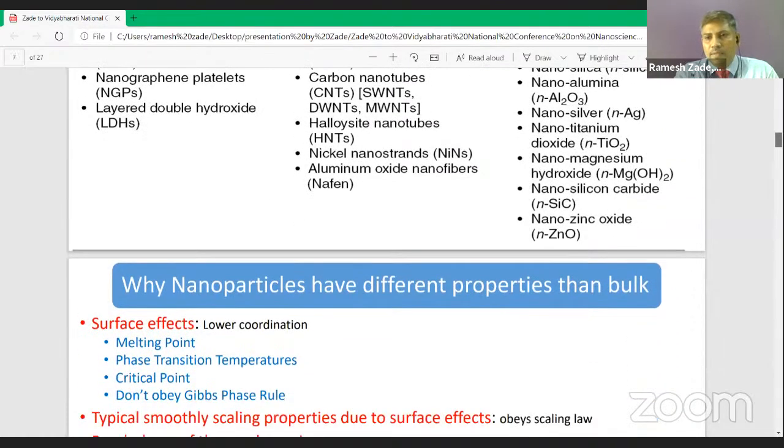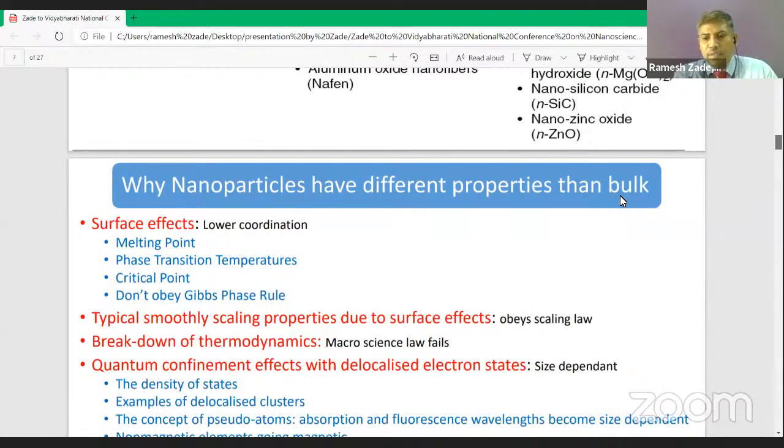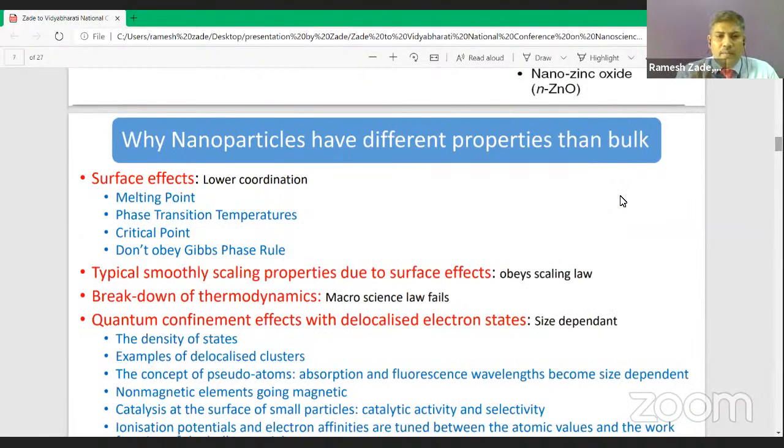Now, this is the crux of the entire presentation. Here we have to think a little philosophically. Why do nanoparticles have different properties than bulk particles or bulk matter? Basically, it is the surface effect. I'm going to take this in a little detail. Surface effect means the surface of this nanomaterial has a different perspective than the matter which is present in the bulk.